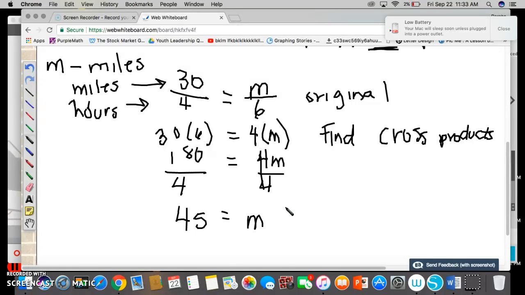If Trent rides 30 miles in 4 hours, that means he rides a total of 7.5 miles in 1 hour. So in 6 hours, Trent can ride 6 times 7.5, which equals 45 miles.